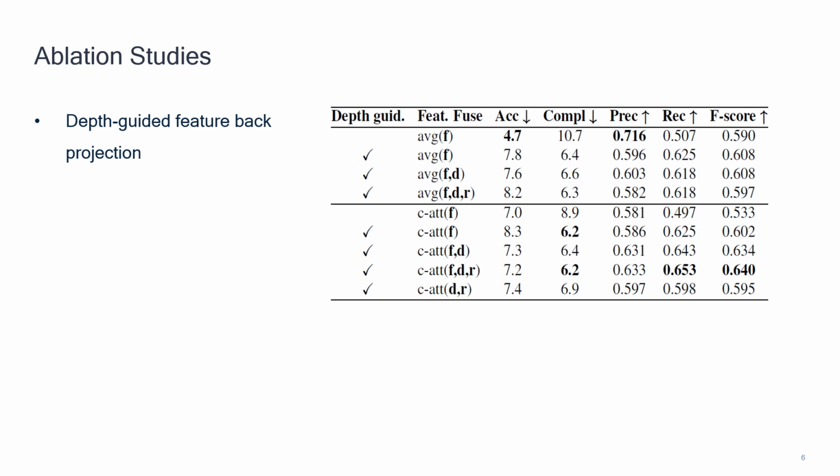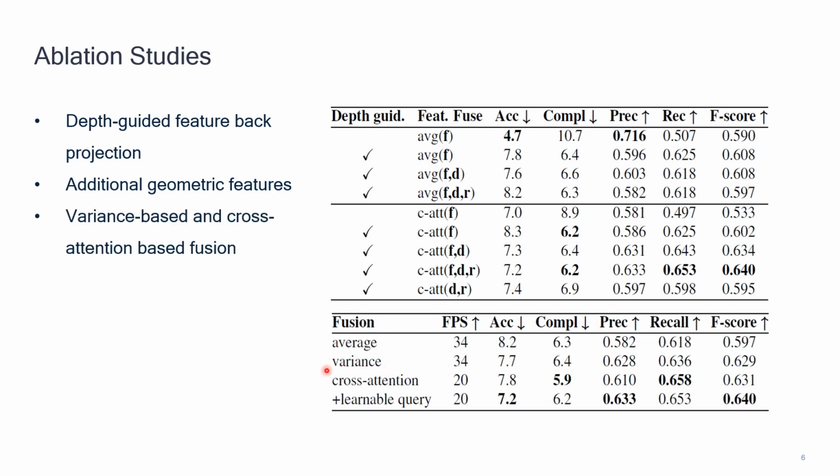We also conduct ablation studies to evaluate our major contributions using the ScanNet validation set. This table here shows that the depth guidance helps improve the reconstruction result for both the average and the cross-attention fusion. By adding the depth and the view-related geometry feature, our methods outperform the baseline by more than 8%. This table here shows that both the variance and the cross-attention fusion significantly improve the reconstruction results without sacrificing much the efficiency.